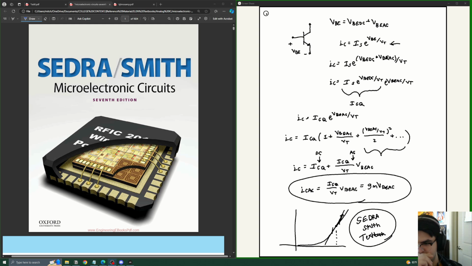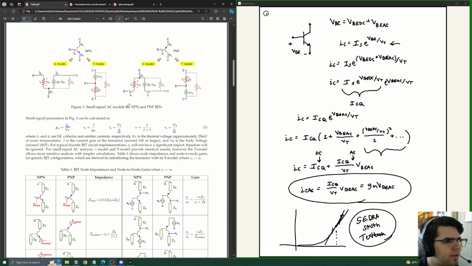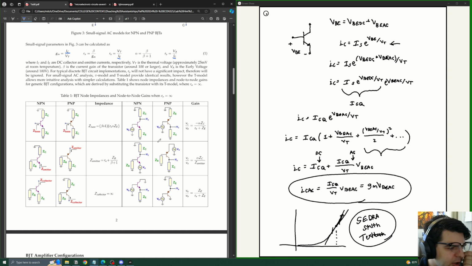So if you want to learn more about the small signal model and how we linearize it, I always recommend the Sedra Smith textbook. It's one of the textbooks that's listed in our class, right? But looking now, since we've developed the small signal model, what's the most effective way to use this? Well, see this table here.